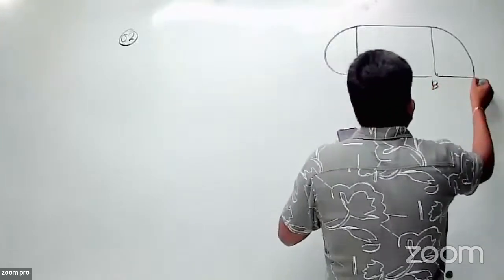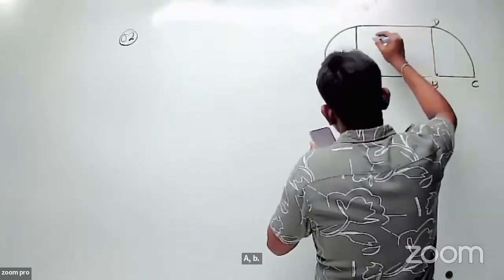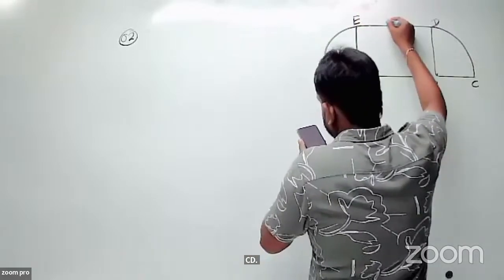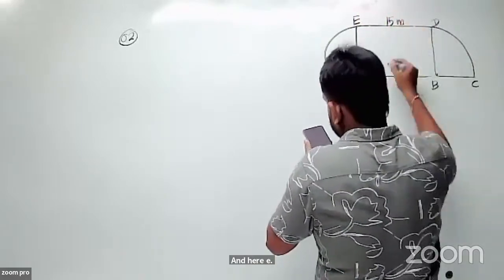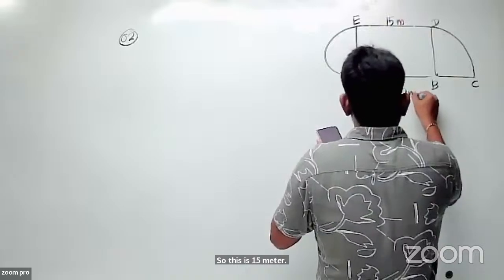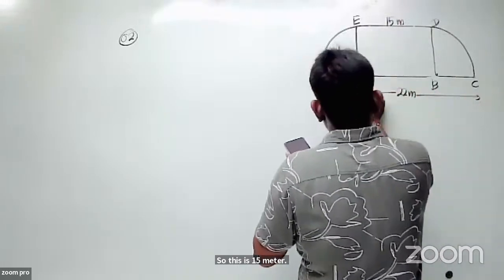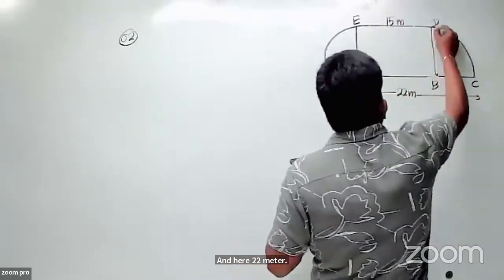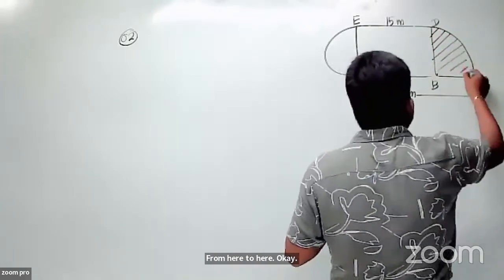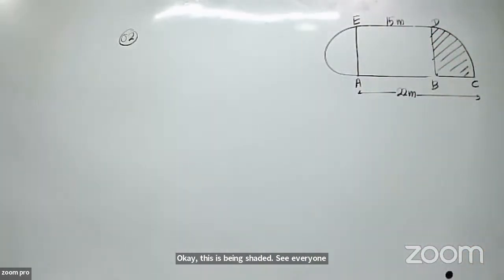A, B, C, D, and here E. So this is 15 meter, and here 22 meter from here to here. Okay, this is being shaded. See everyone, way of doing it.